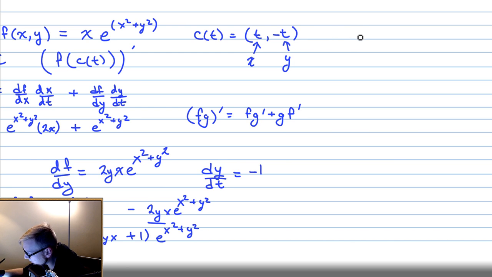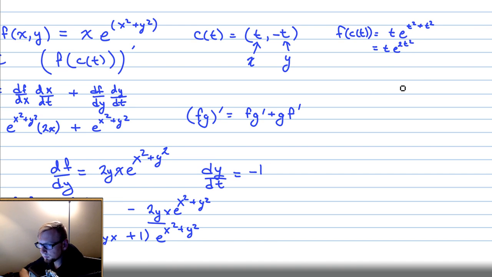Okay. So f of c of t is, well, x we're going to turn into a t. We got e to the t squared for the x, and then y is what? Y is negative t, so that's going to be plus t squared. So this will equal t e to the 2t squared. It looks right to me so far.